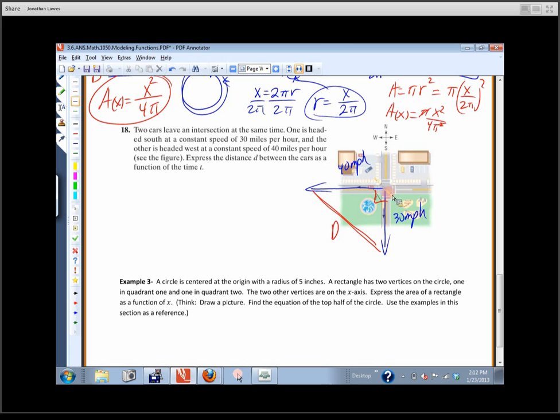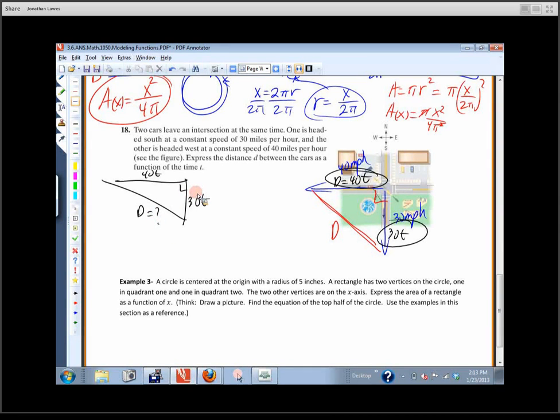This is getting bigger. This distance is 40 times however much time I give it. So if I give it an hour, it's 40 miles. If I give it 2 hours, it would be 80 miles. If I give it a half hour, it's only 20 miles. So it's changing. So this side right here, I'd represent with 40t. This side over here, how would I represent that? This would be 30t. So this is what I've got. I've got a triangle where this is 40t and this is 30t. And what I don't know is what's this distance right here.